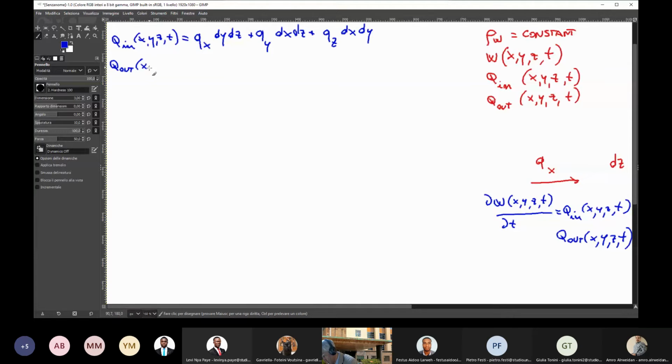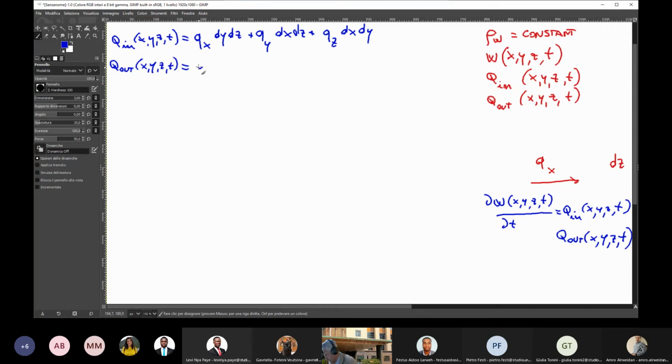Q out. Let me write the coordinates here, and then I will drop them, okay? In the right-hand side of the equation, like I did for the previous equation, which is placed above, I will drop the coordinates for the sake of simplicity. Okay, so Q out, we can write it in this way. Let's consider the three directions again. So let's now refer to the x direction.